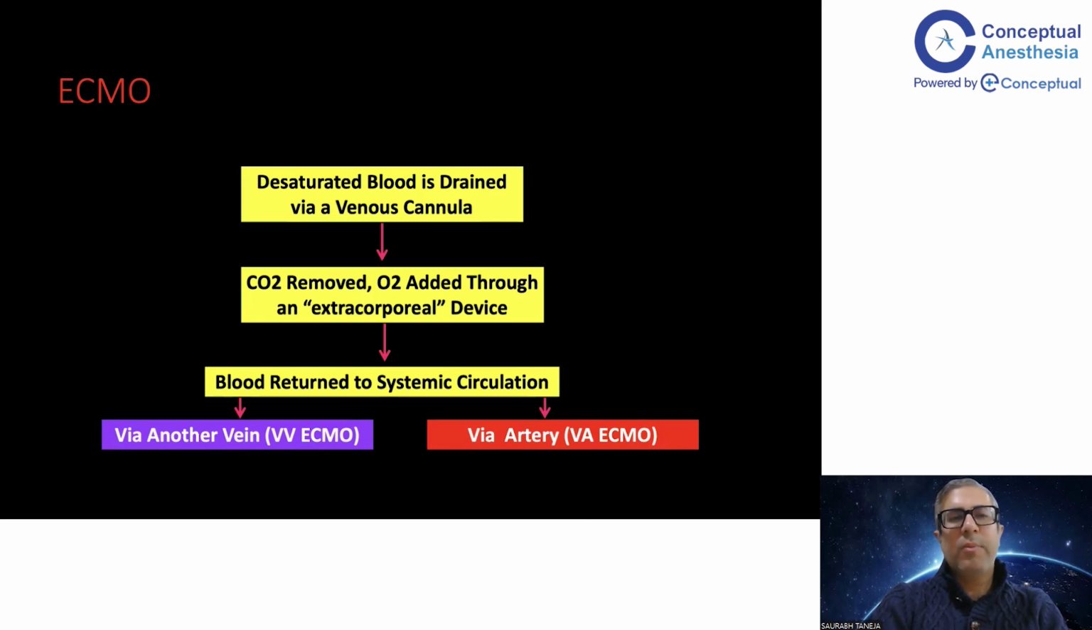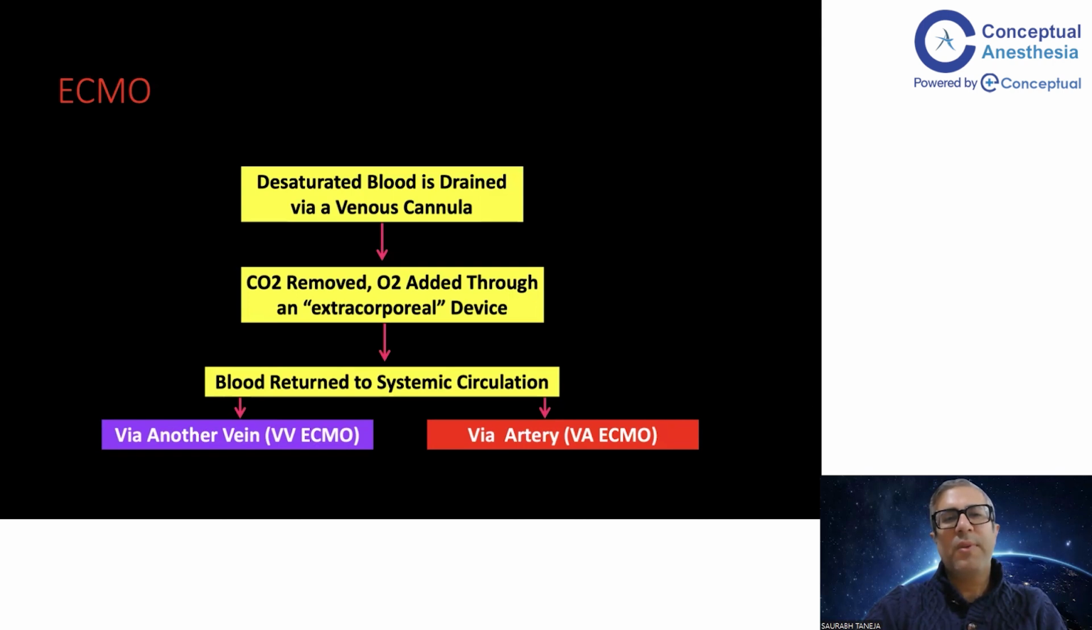So ECMO is extracorporeal membrane oxygenation. Here, the blood is taken out from the body through a vein, and then it comes back through either a vein or an artery. There is a pump outside the body which propels the blood after it is drained from the vein, and then through the oxygenator the CO2 is removed and oxygen is added, and then the blood is pushed back into either a vein or an artery.